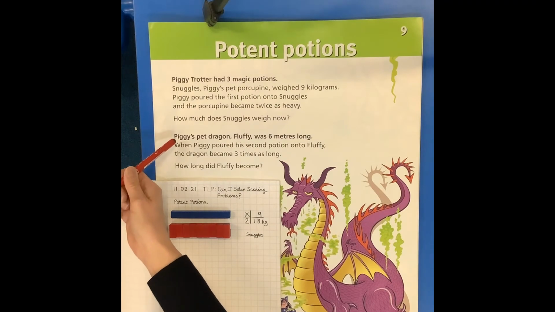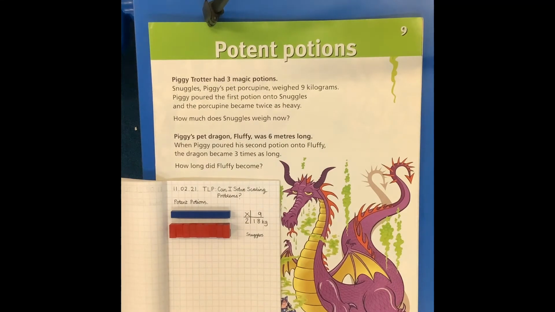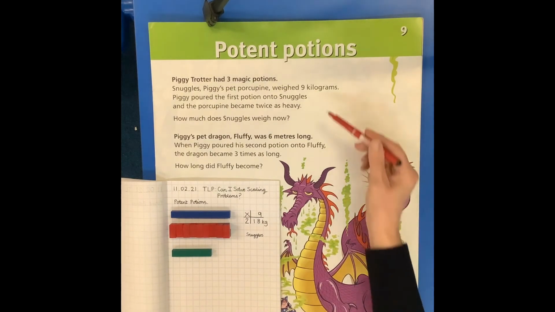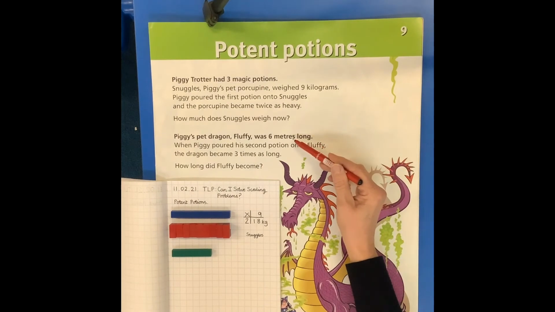Here we go. Piggy's pet dragon Fluffy was 6 metres long. When Piggy poured his second potion onto Fluffy, the dragon became 3 times as long. How long did Fluffy become? So using Cuisenaire, here's 6. So this time we're talking about length again. We've gone from weight to length, metres.